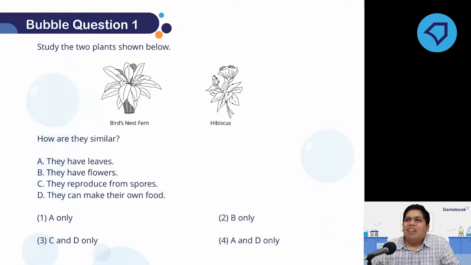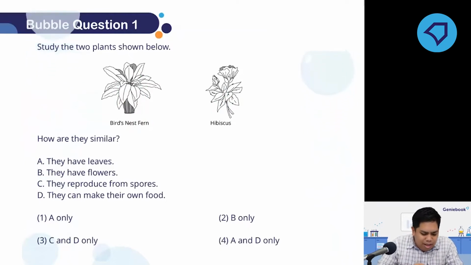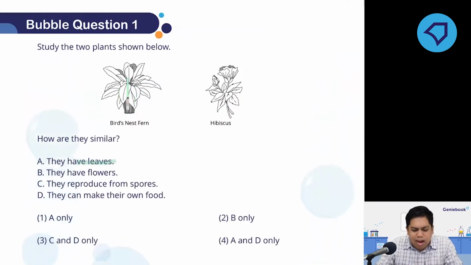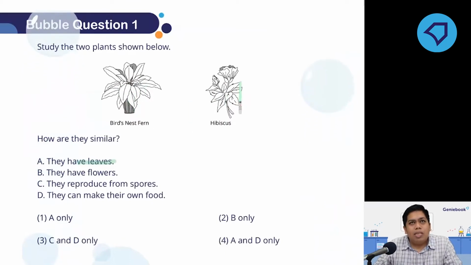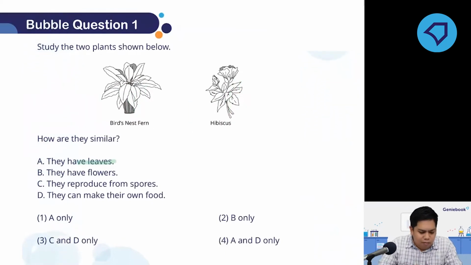Okay, so let's look at the percentage. Not bad. About 90% of you got it correct. So how are they similar? You look at these 2 plants over here. There are leaves, so definitely, yes, they have leaves. They have flowers? You look at bird nest fern, there's no flower for the bird nest fern, but hibiscus, yes. So flowers here will be no.